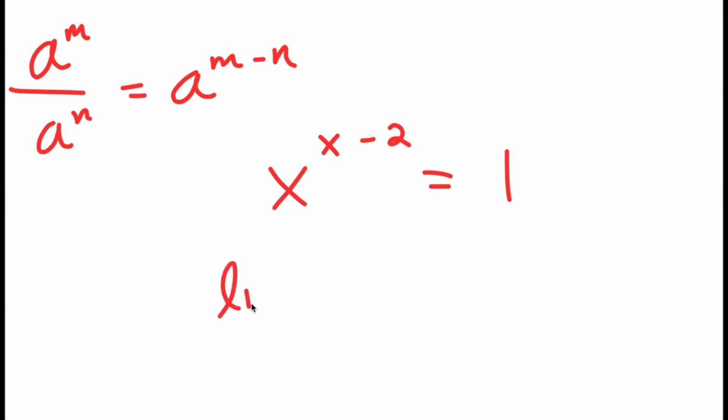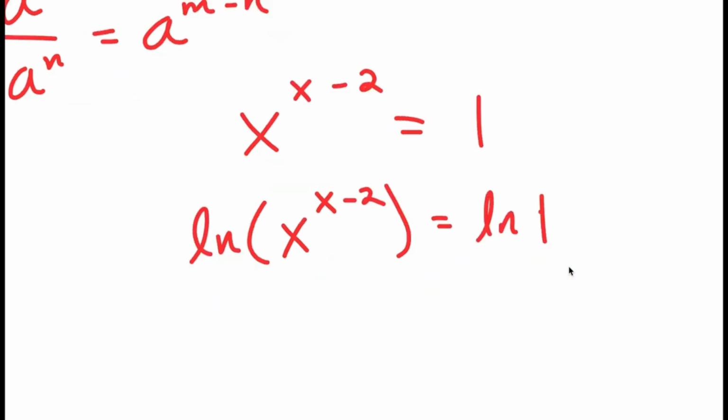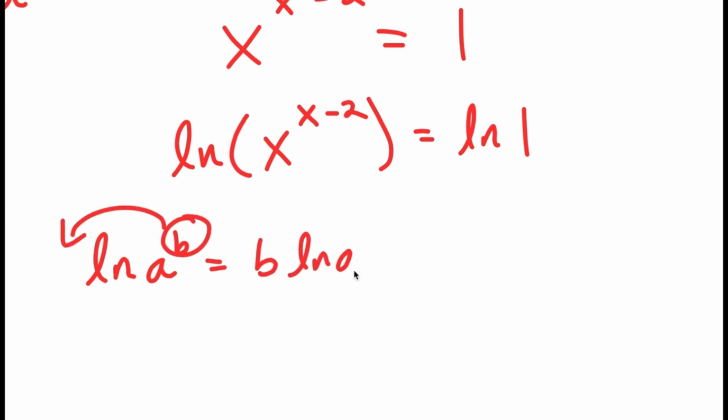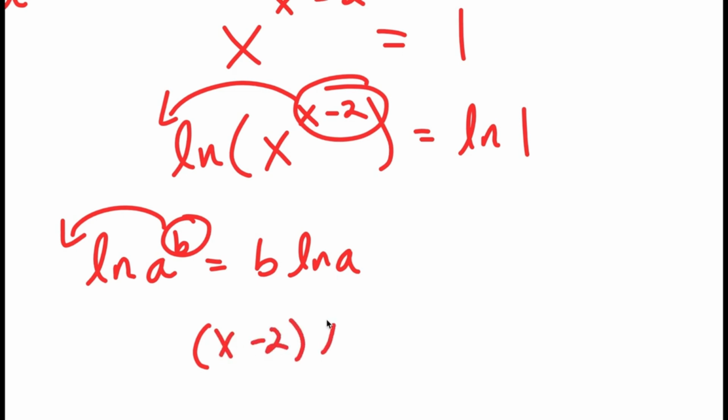Now, I'm going to take the ln, or natural log, on both sides. So I get ln x to the power of x minus 2 is equal to ln 1. Now, if I have something in the form ln a to the power of b, I can move this exponent b to the front, so this turns to b times ln a. So in this case, I can move x minus 2 to the front. So now I get x minus 2 times ln x is equal to ln 1.